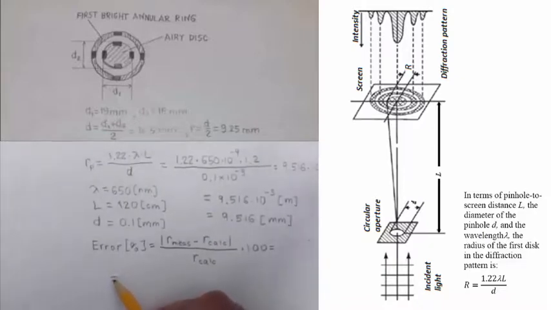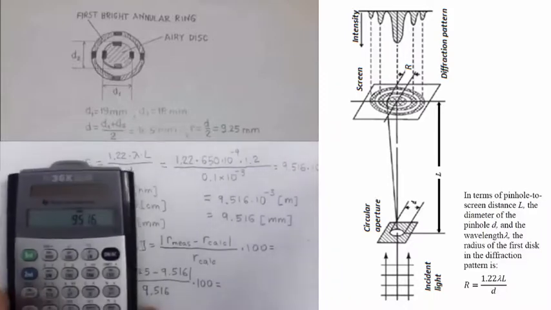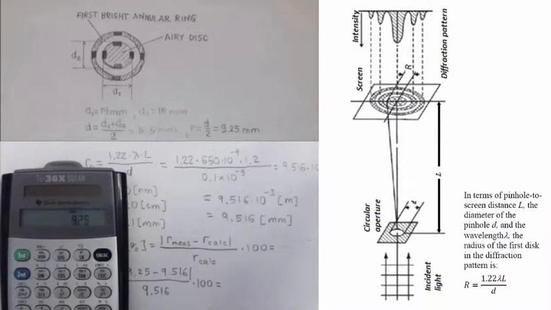So if we substitute for the values, we have the absolute value of the measured, which is 9.25, minus the calculated value of 9.516 over 9.516 times 100, which would give us the following: 9.25 minus 9.516 is minus 0.266. Absolute value is going to be without the negative sign, divided by 9.516 times 100 gives us the percentage error of 2.795%, which is really good for this type of experiment.